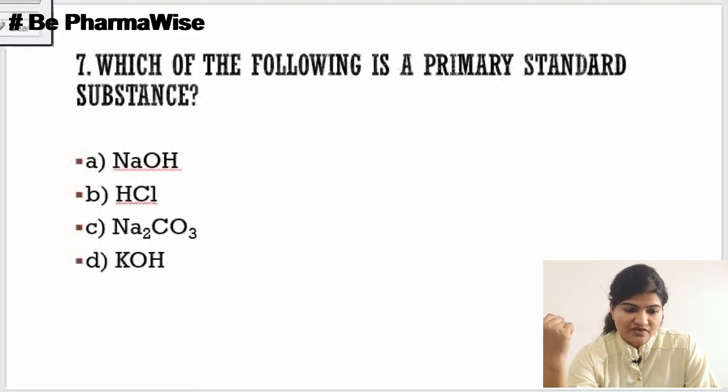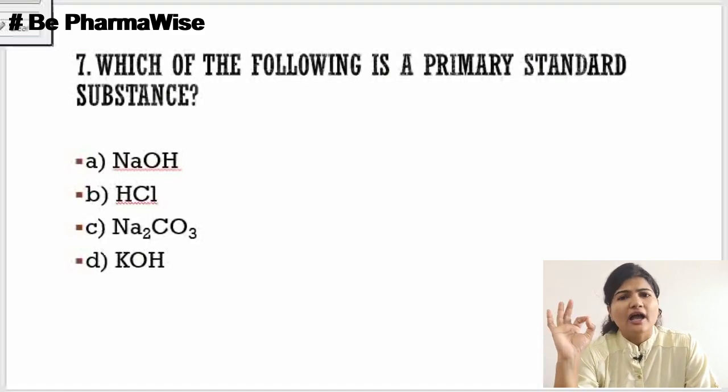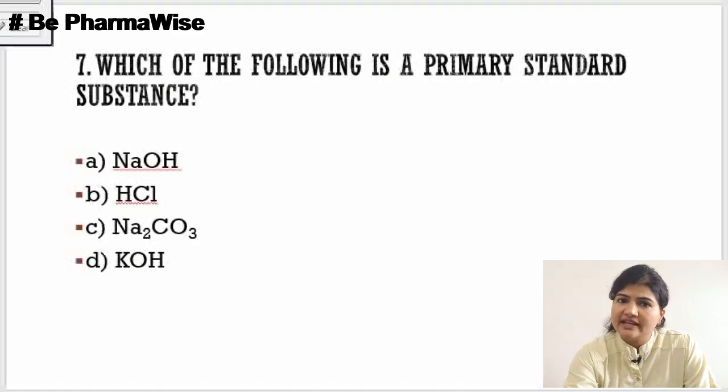See the options. First one is NaOH, sodium hydroxide, which is a base. HCl, acid. Na2CO3 means sodium carbonate. I have seen many students get confused between Na2CO3 and NaHCO3. Na2CO3 is sodium carbonate, meaning washing soda, and NaHCO3 means sodium bicarbonate, meaning baking soda. Don't get confused. And KOH means potassium hydroxide.